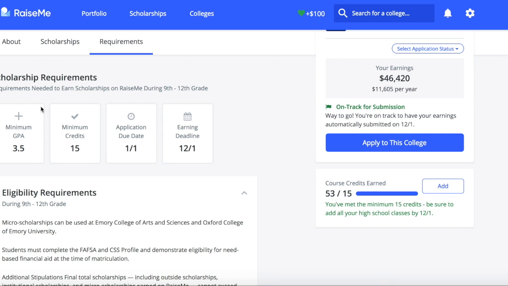So now that I'm a freshman and I'm just getting started with my high school career, it leaves me plenty of time to think about how I can get my GPA where I want it to be in order to be admissible to a bunch of different colleges that I might be excited about.